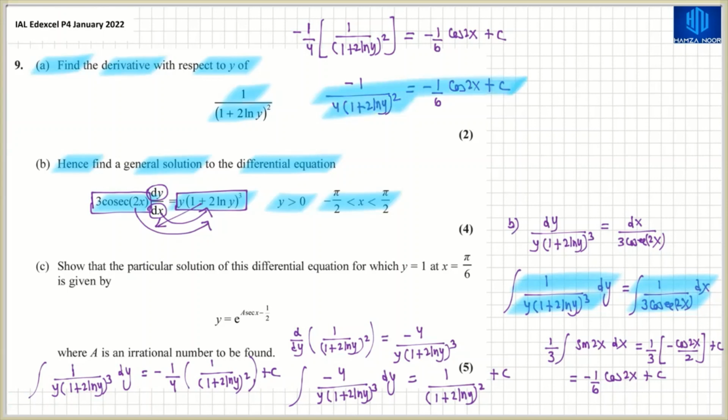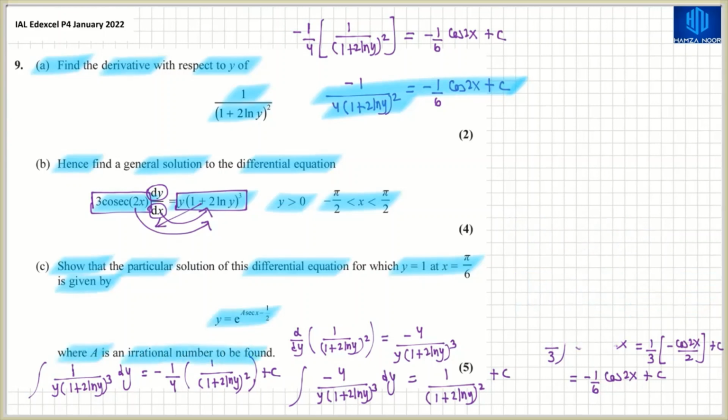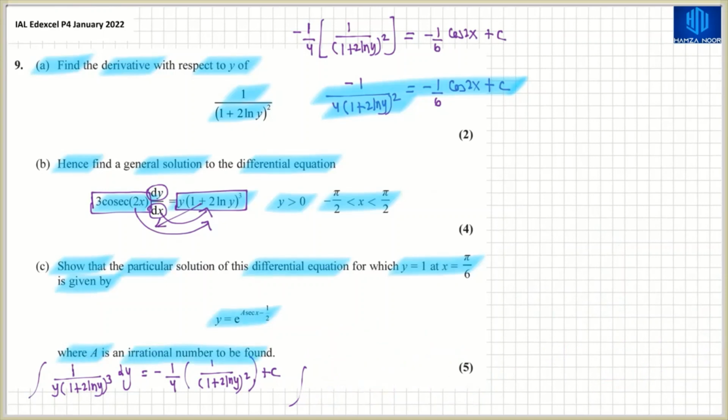So now let's move on to part C. So in part C, it is said that show that the particular solution of this differential equation for which y is equal to 1 at x is equal to pi over 6 is given by y is equal to e raised to the power a times sec x minus half, where a is an irrational number to be found. So here I'm going to erase the working of part B so I can solve part C on this page.